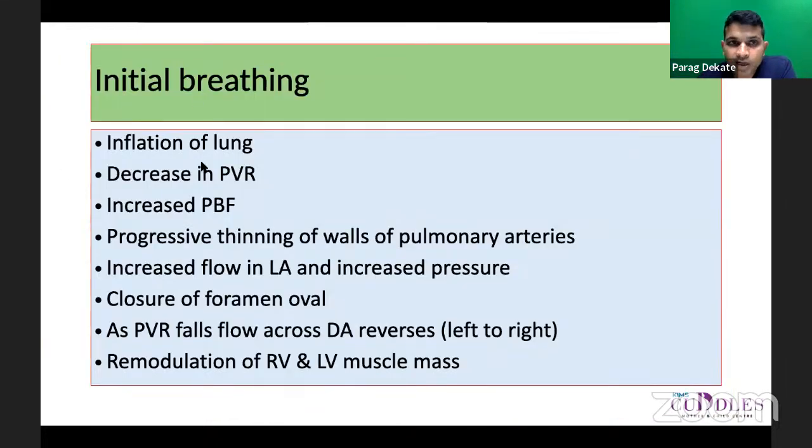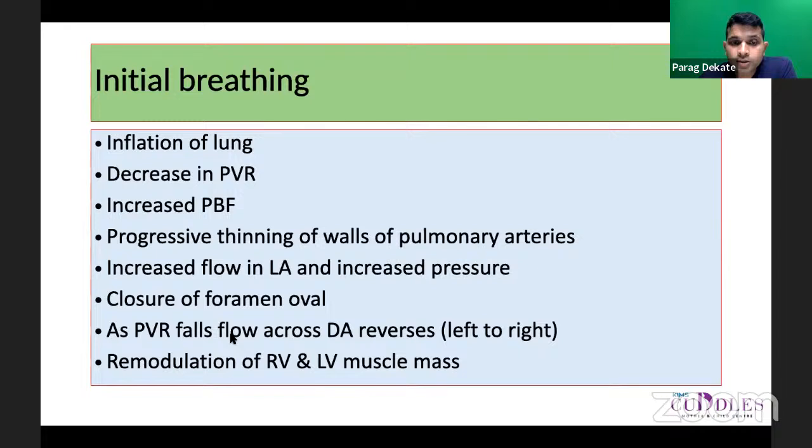So initial breathing, what happens? There is an inflation of the lung, decrease in the pulmonary vascular resistance, and increased pulmonary blood flow, which is really important because we want blood to go to the lung to get oxygenated, which in the fetus was happening through the placenta. There is a progressive thinning of the walls of the pulmonary arteries because, as I told you, the flow is really important. During the fetal phase, only 10% of the flow goes into the lung. Increased flow and increased pressure in the LA closes the foramen ovale.